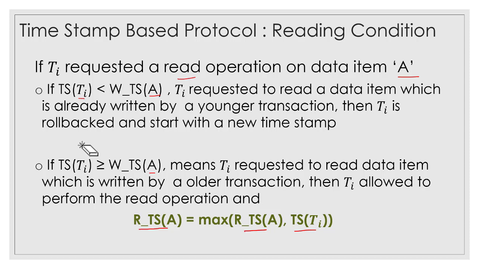It says that the timestamp of transaction Ti is greater than or equal to the write timestamp. Now, equal means the two transactions would have the same unique timestamp, so they are the same transaction. So there will be no problem. There will be no conflict operation in the same transaction. Just remember this. So we have to consider only the greater than part. So the timestamp of transaction Ti is greater than or equal to the write timestamp of the data item A.